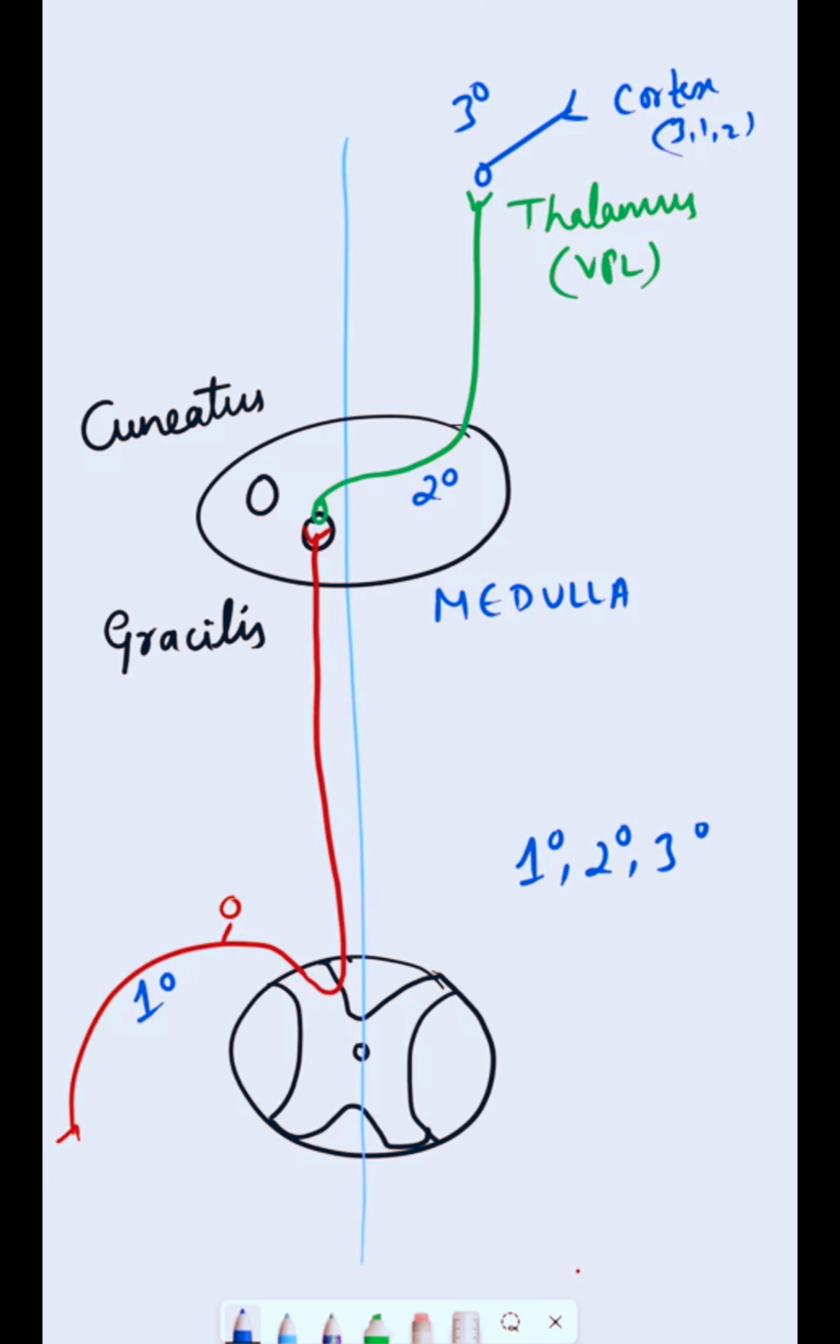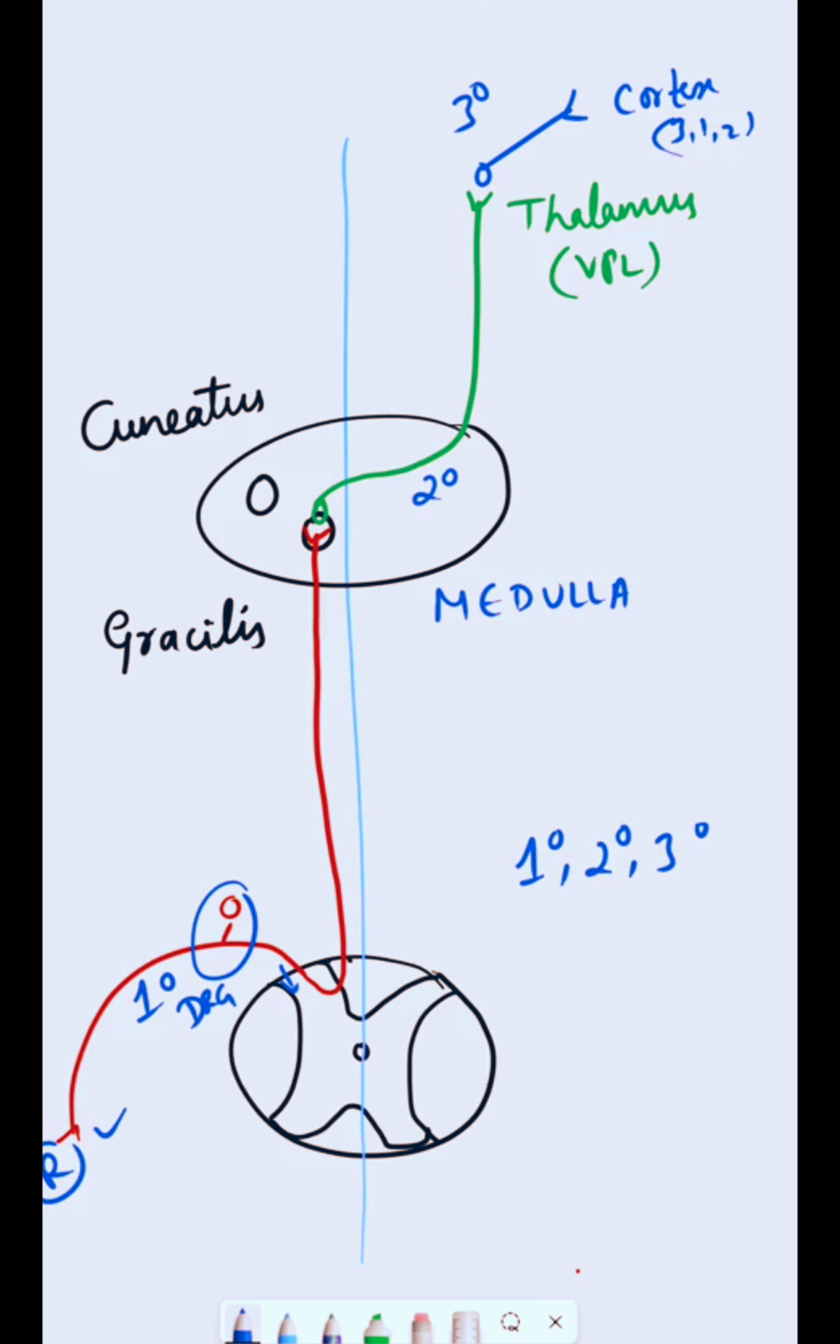So first order neuron starts from the receptor, which is shown in red color here. It will enter the spinal cord from the dorsal horn of spinal cord, cell body of which is present in the dorsal root ganglia. Now, what is the difference between this tract and the other ascending tracts? This is a dorsal column which we are talking about.